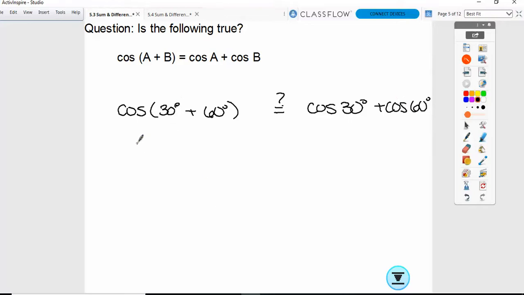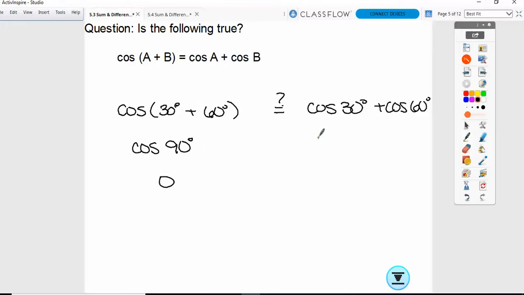So if I did the first one, I would have to do 30 plus 60, which is 90. I told you before we started this that these values aren't going away. We still have to know them. So cosine of 90, if you think about your hand trick, fold in your 90, cosine is the square root of the bottom over 2, so that's 0.